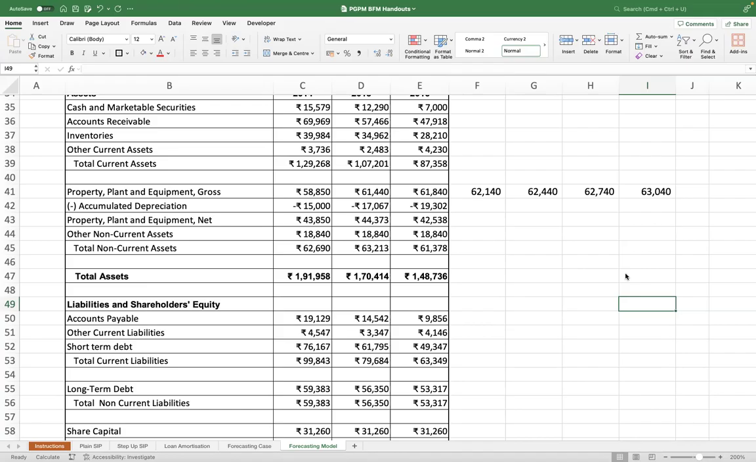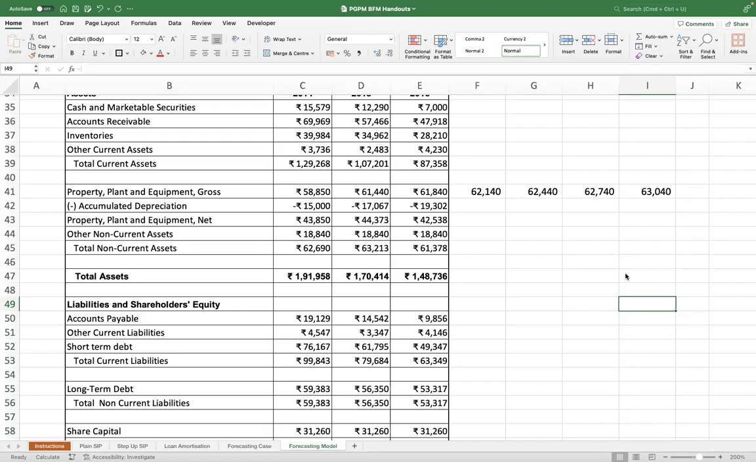Got it, sir. So which basically means for now, we can't do anything for short-term debt. We will have to do it right at the end, when every other aspect of P&L and balance sheet is done. Right at the end, we can take the plug, which is the short-term debt.